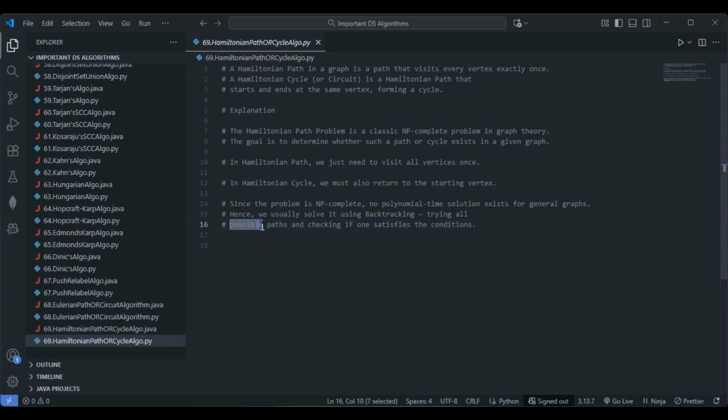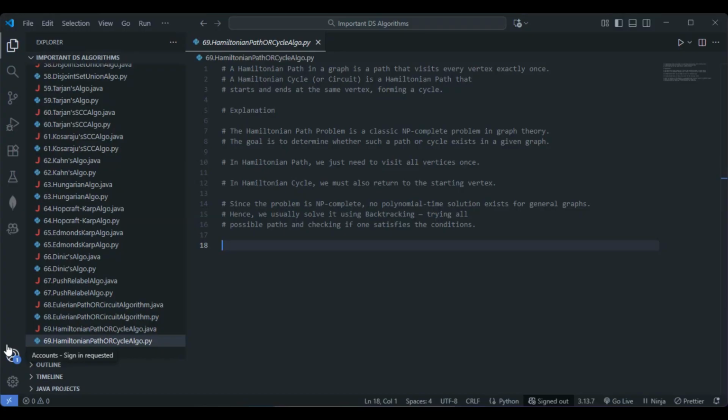Trying every combination of possible paths and checking if one satisfies the condition. So this is it for the explanation part. The same thing, let's try to implement or articulate in the form of code or an algorithm by making use of the Python programming language.